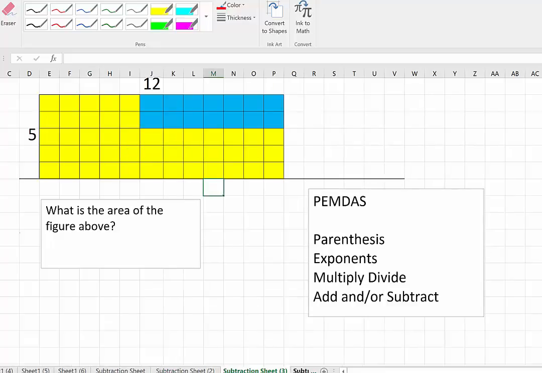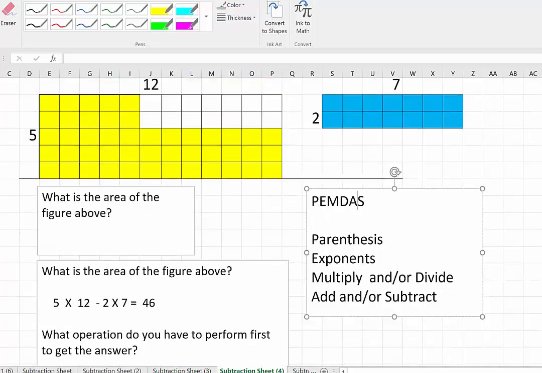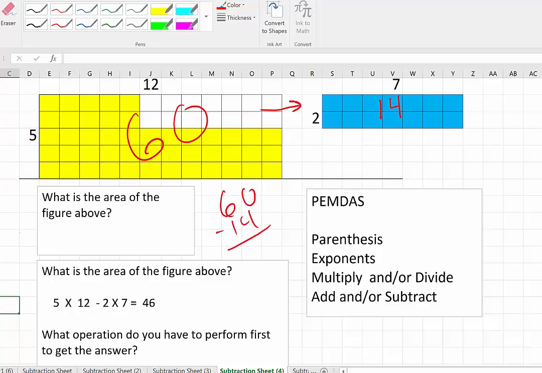But they're being very strategic that they know if that big area is 60, but we can take out that blue area, then all of a sudden we have a figure that looks like this. We've now taken out the blue area, and that blue area is 14. So if this whole figure here was 60 and that one was 14, well, we know we go 60 minus 14, and that answer is, yep, that's going to be 46.